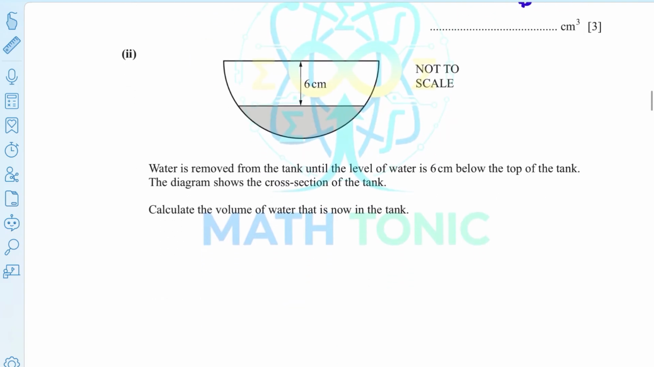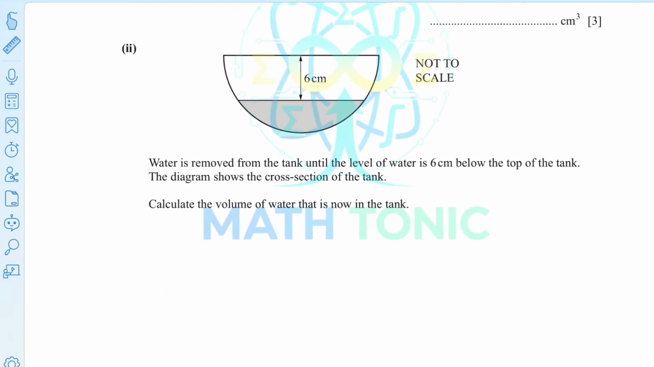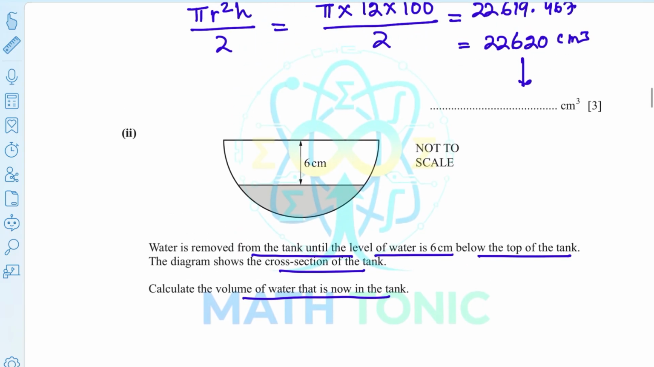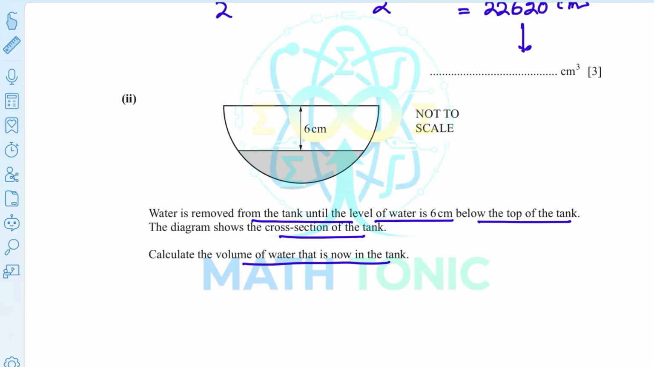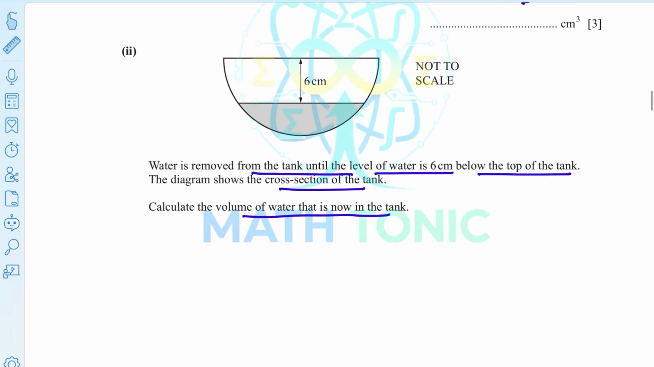Next, water is removed from the tank until the level of water is 6 centimeter below the top of the tank. The diagram shows the cross section of the tank. Calculate the volume of water now in the tank. See, this is a very tricky question, you have to understand. If you see, mensuration is about how you understand, how you visualize the thing. It's not only about formulas. Yes, try to understand this.